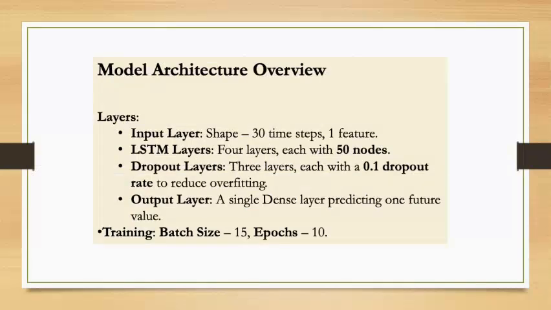Coming to the model architecture overview, this has an input layer of 30 time steps and one feature, LSTM layers, 4 layers each with 50 nodes, and then we have dropout layers, 3 layers each with a 0.1 dropout rate to reduce overfitting, and lastly the output layer, a single dense layer predicting one future value. Now here the training batch size is about 15 and epochs are about 10.